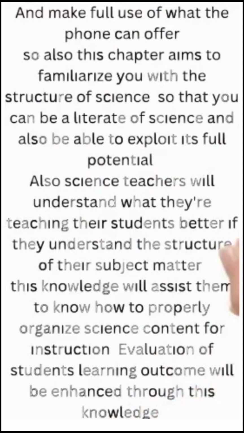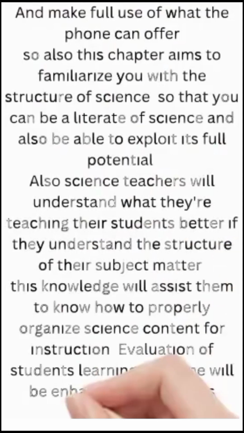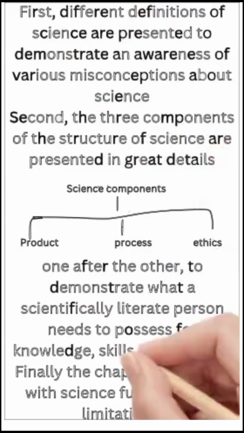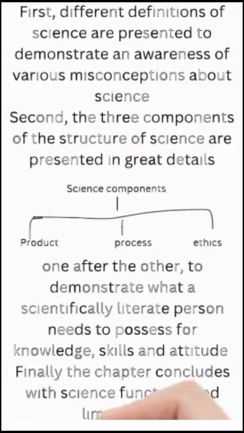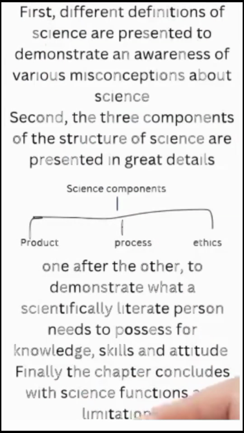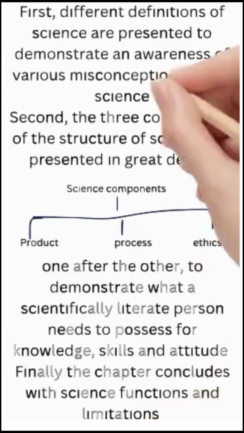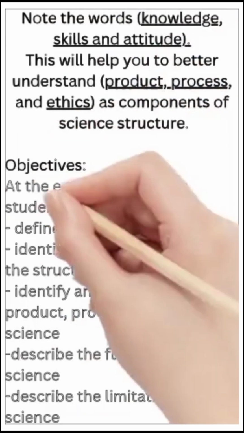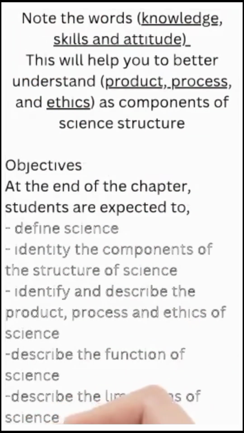First, different definitions of science are presented to demonstrate an awareness of various misconceptions about science. Second, the three components of the structure of science are presented in great detail, one after the other, to demonstrate what a scientifically literate person needs to possess for knowledge, skills, and attitude. Finally, the chapter concludes with science functions and limitations. Note the words knowledge, skills, and attitude. This will help you to better understand product, process, and ethics as components of science structure.